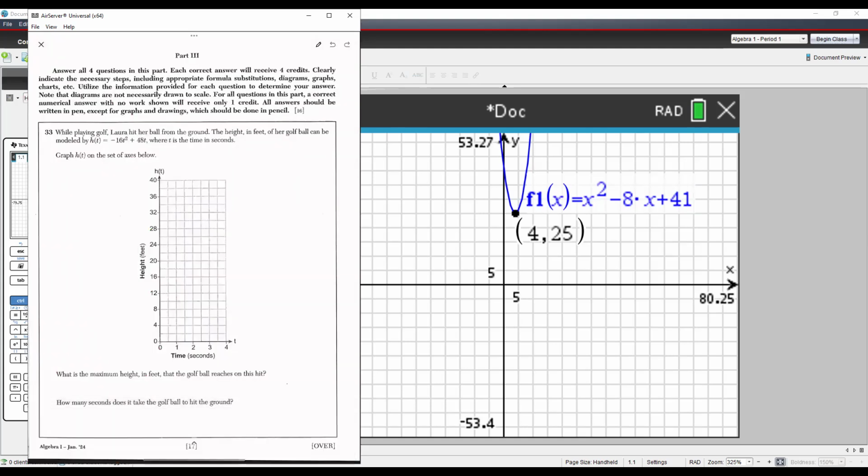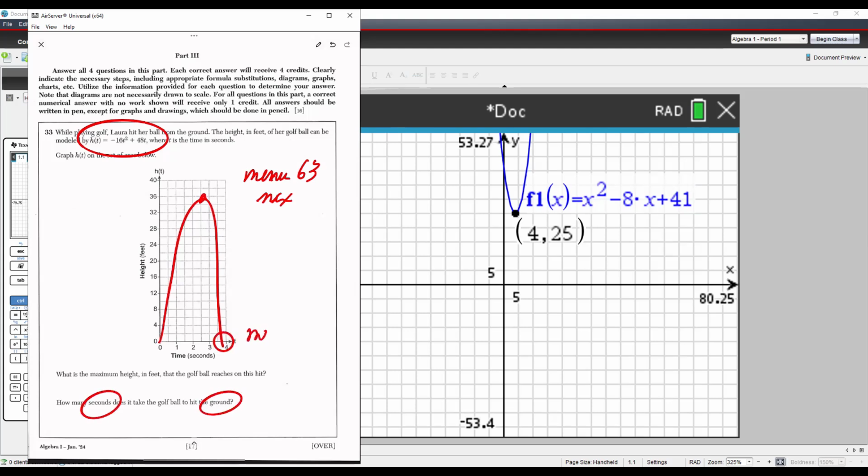Okay, the reason I put this in here is that you have a quadratic, and so it's going to go something like this. Boop, okay. And they want the maximum. So you're going to do menu 63 for max, and that's going to give you the x and y coordinate. And when they say find the seconds it takes to hit the ground, you're going to use menu 61 to find the zeros. So everything that you need is either going to be menu 61, menu 62 for minimum, or menu 63 for maximum.